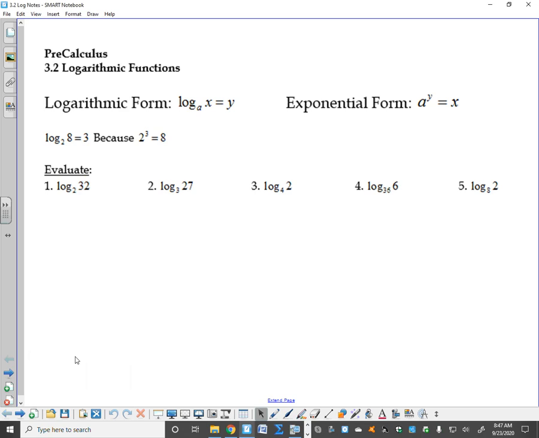Okay, so everything that you're going to do today, you need to be able to do without a calculator. So go ahead and put it away so that you're not even tempted.